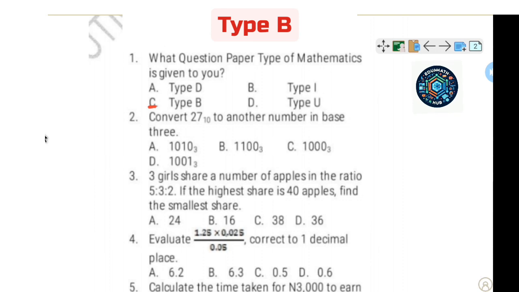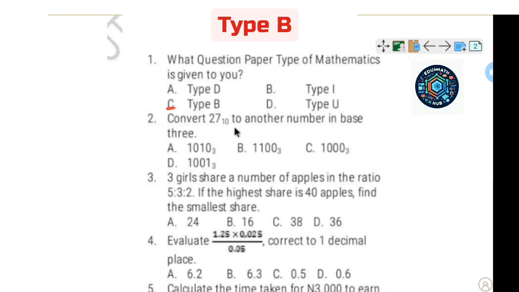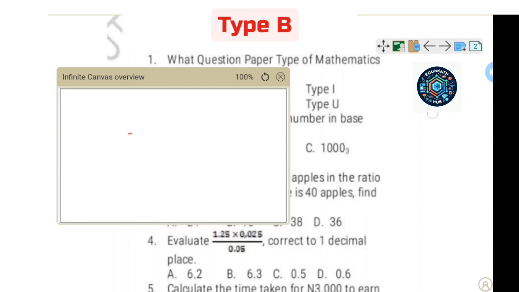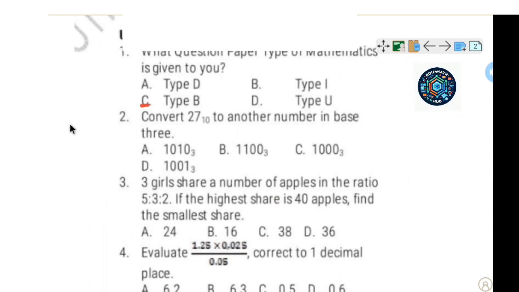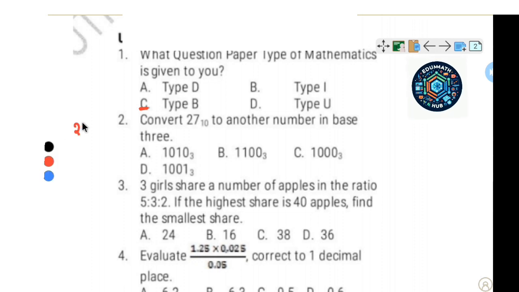For the second question, we are to convert 27 base 10 to another number in base 3. So the method to use is the method of long division. That's what you're going to do. The first thing to write, you write 27, then you start dividing by 3.